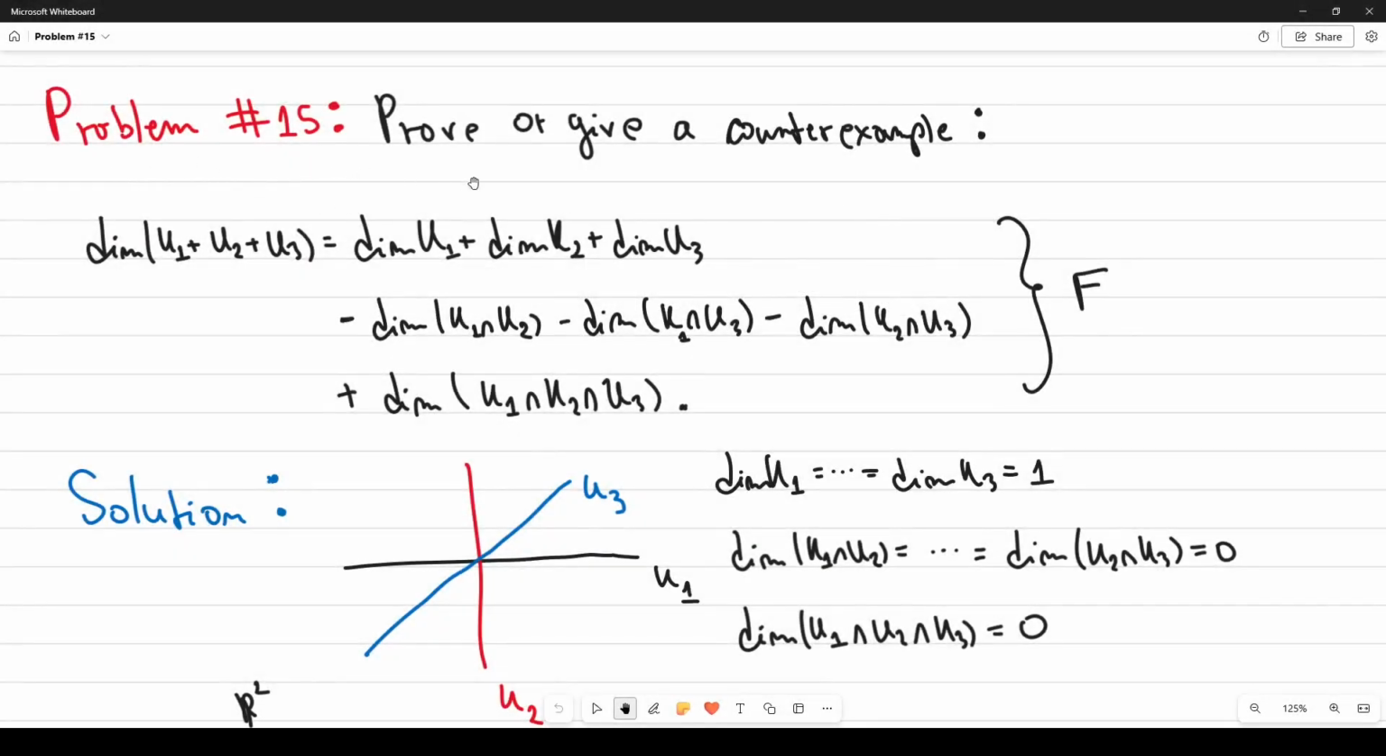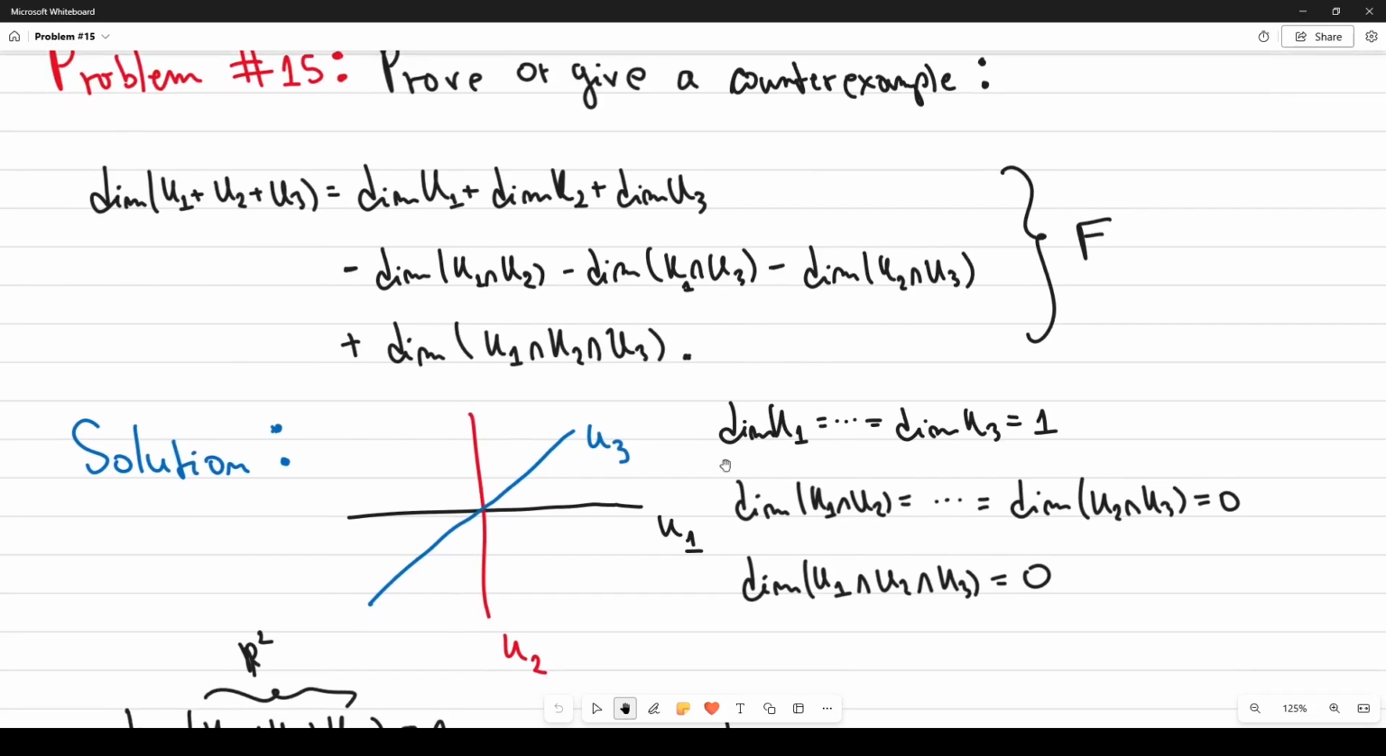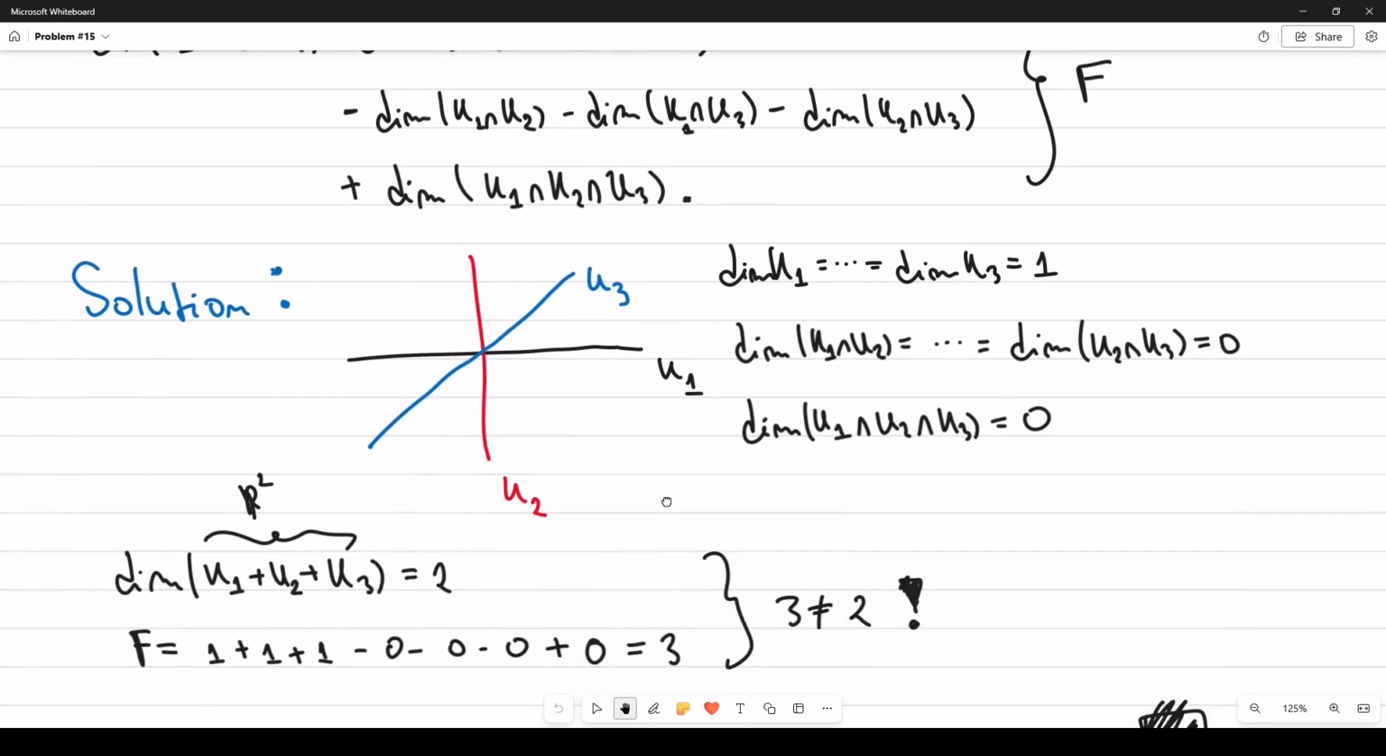Problem number 15. Prove or give a counterexample to the following. So, is it true that if we want to calculate the dimension of these subspaces, when I add up 3 subspaces, this is the correct formula? Does this hold? Well, it turns out that it doesn't hold.